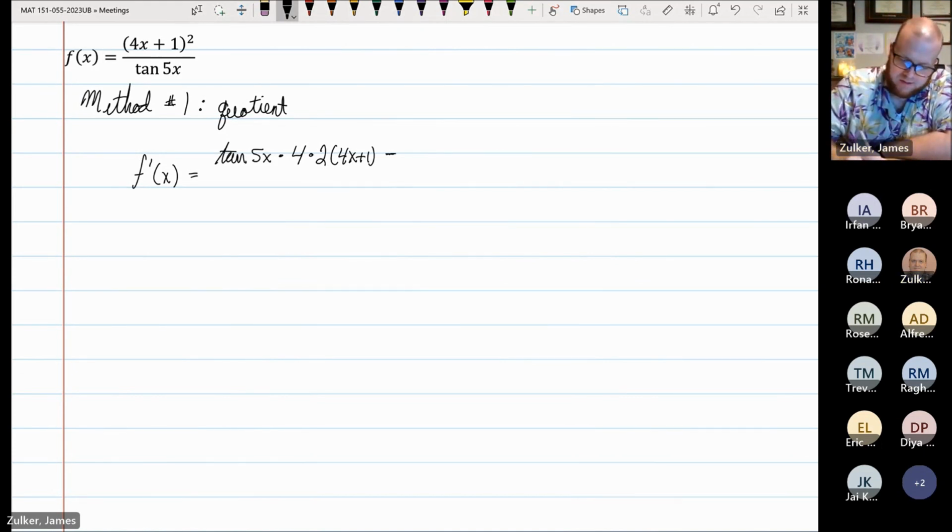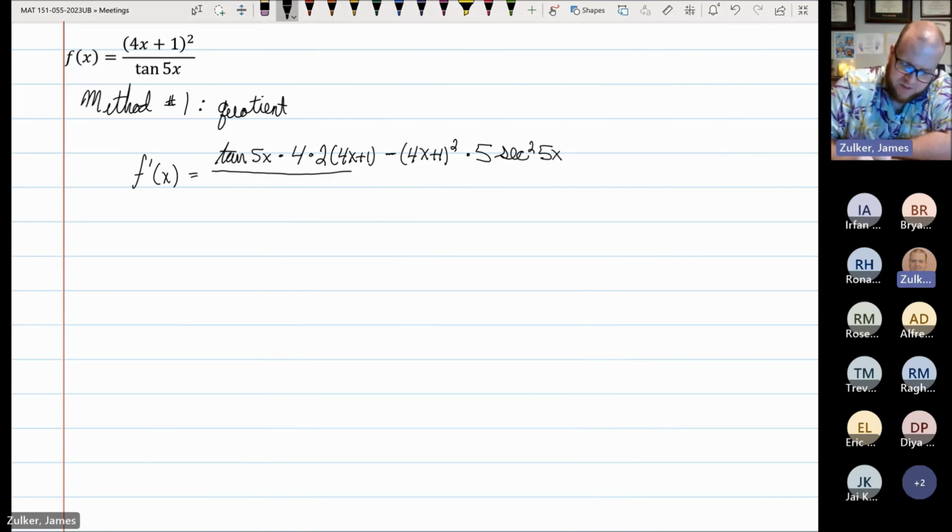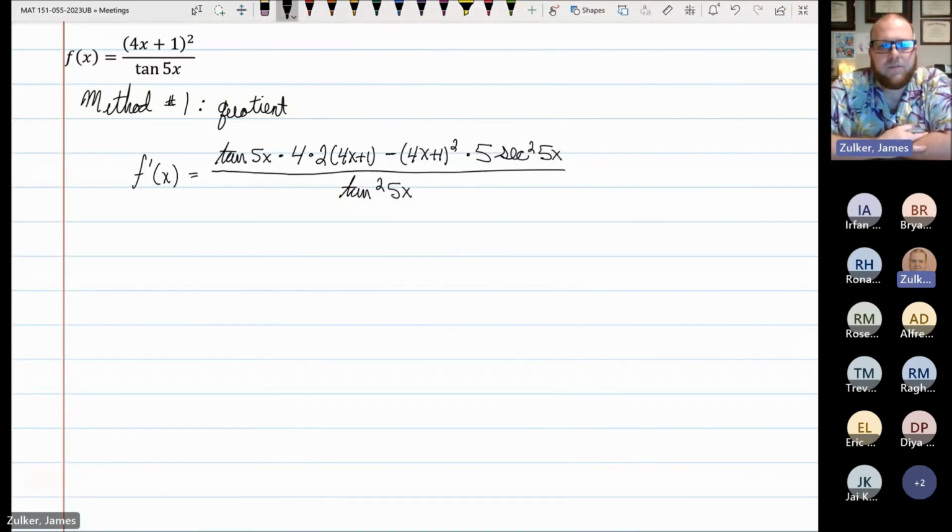minus numerator times the derivative of the denominator, a tangent function, u prime times secant squared of u, all over tangent squared of 5x, right? All over denominator squared.